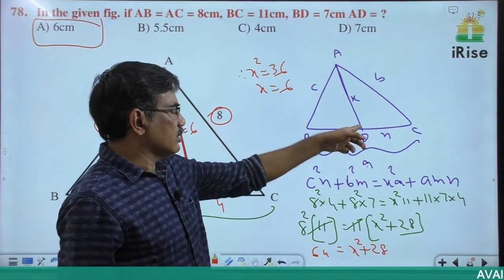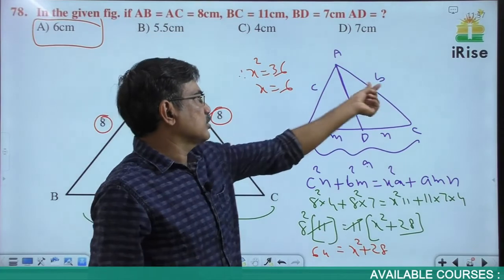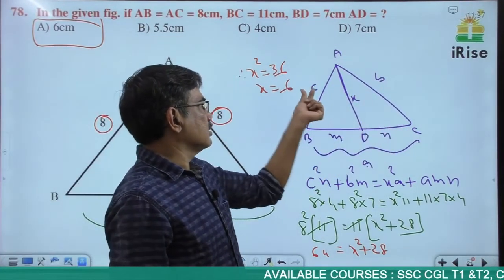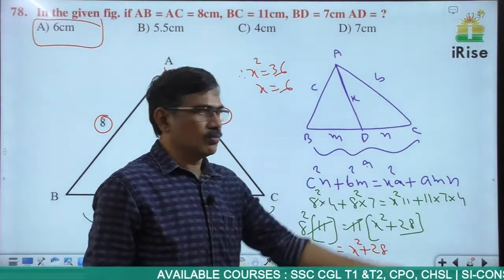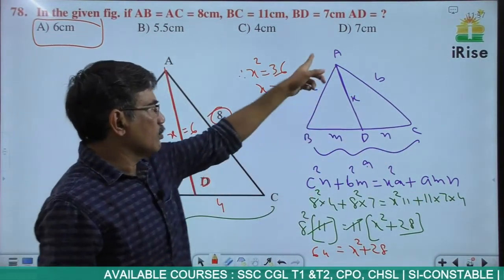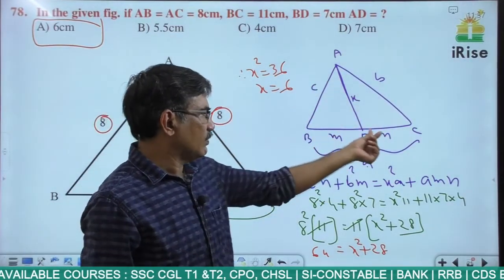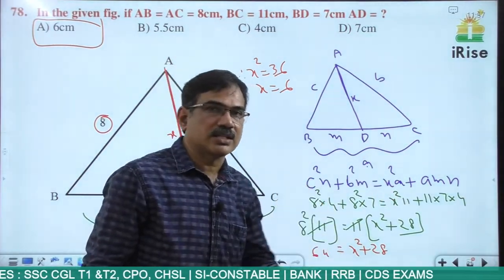If any line is not a bisector or median, fine. If it is a bisector, m is to n is the same as c is to b. This length is m, this length is n, this is c, this is b, this is x. This total is a. This is the formula. If it is a bisector, first we find m and n, and applying this formula gives the length of the angular bisector.